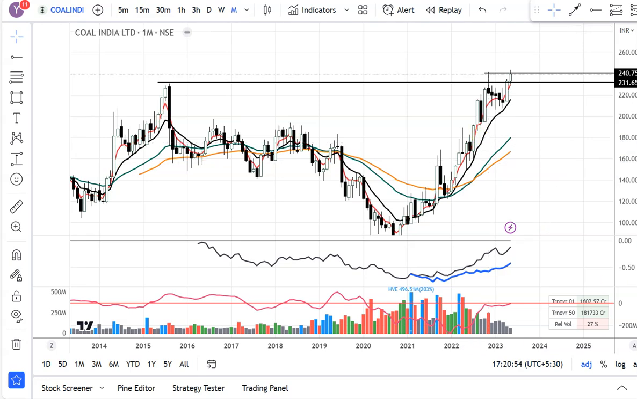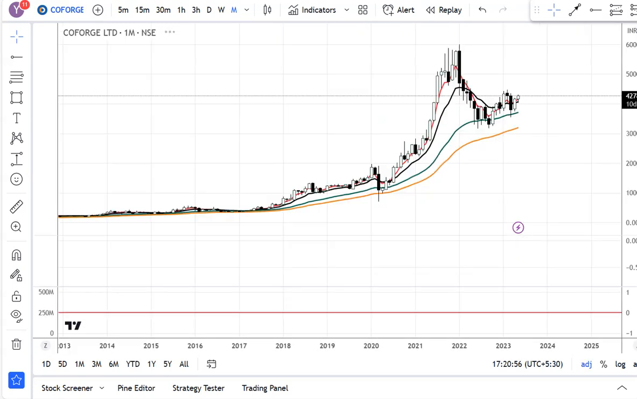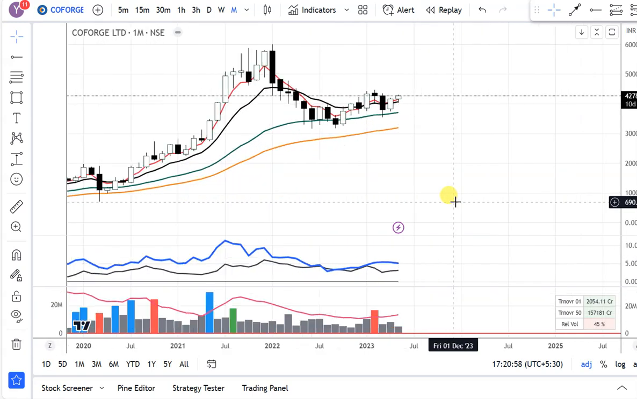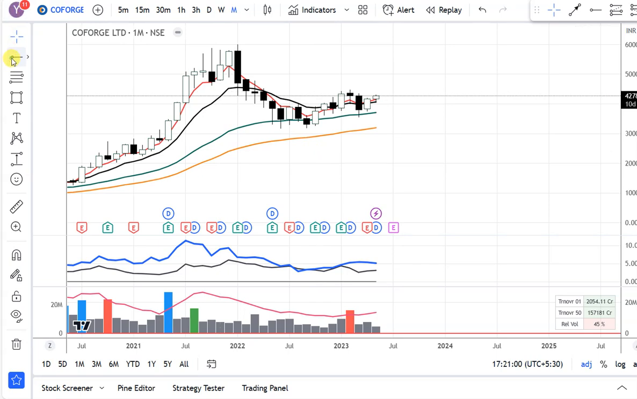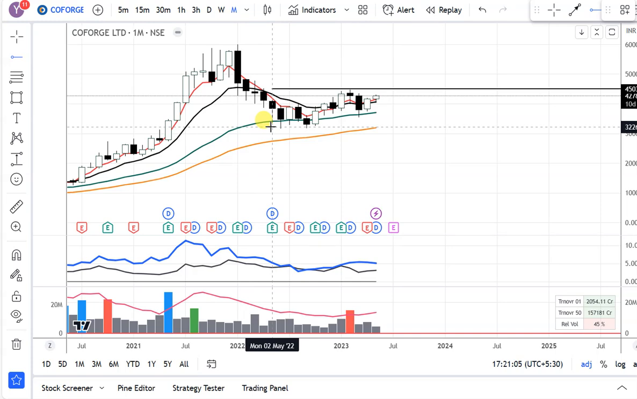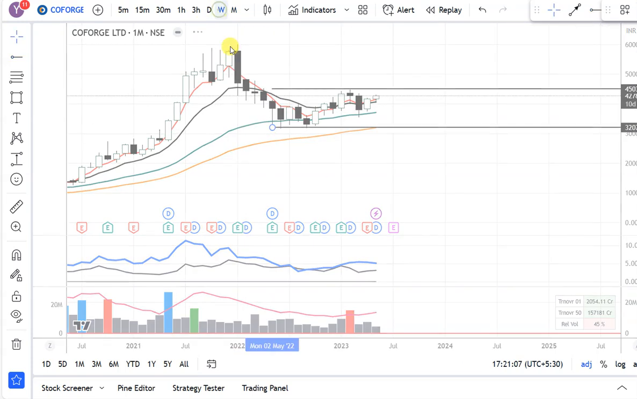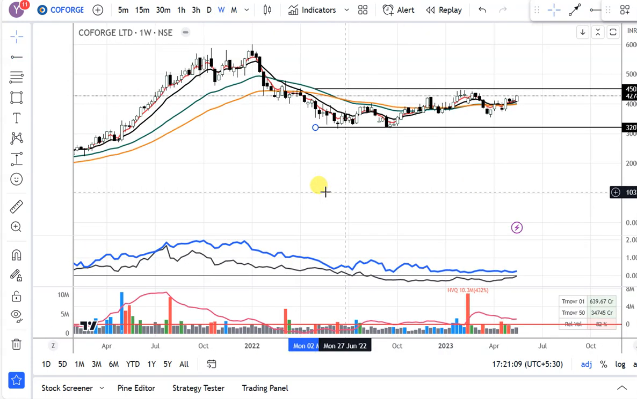Coforge is stuck in this range. So there is no immediate action to be seen in this stock. If the stock breaches this area of 4,500 and gives a good closing above that, then we'll look into whether we want to go or not.